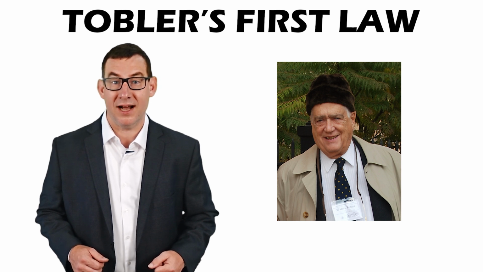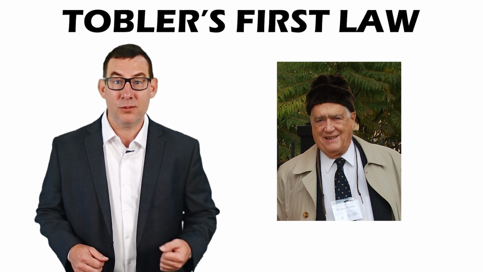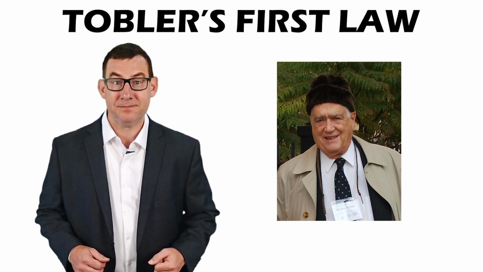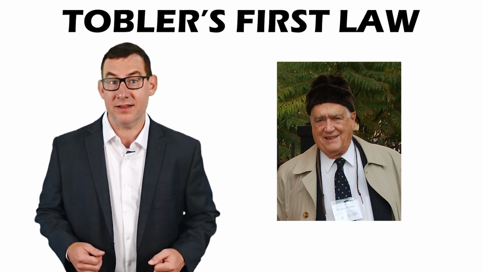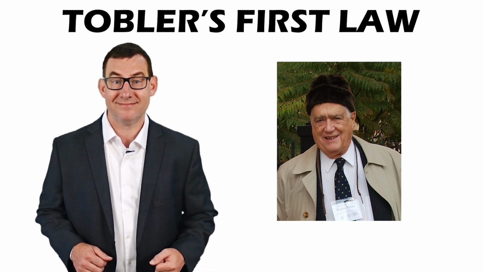Tobler's first law of geography. Tobler's first law of geography is, everything is related to everything else, but near things are more related than distant things. This law is the basis for spatial autocorrelation.